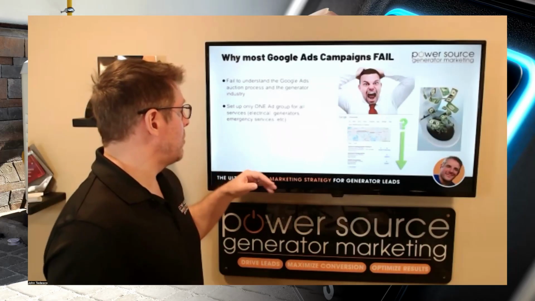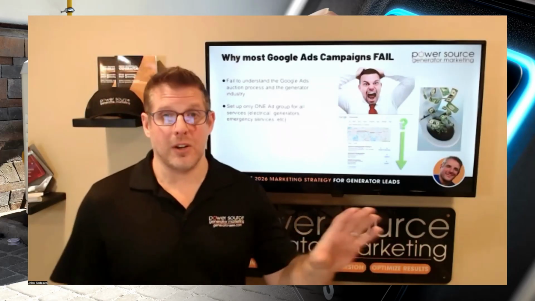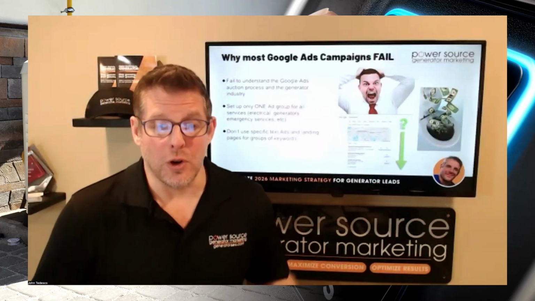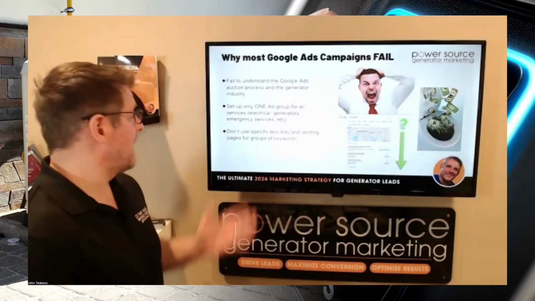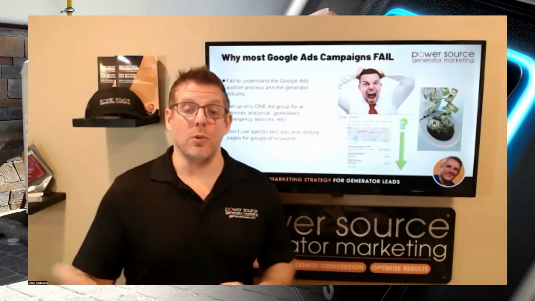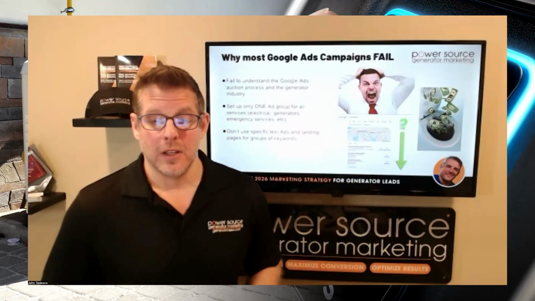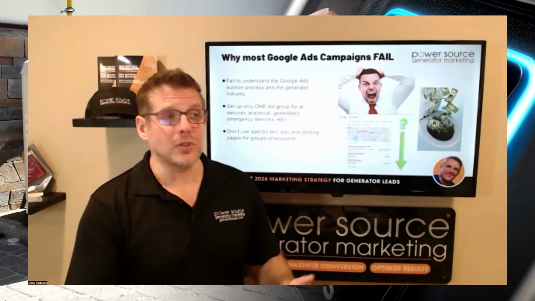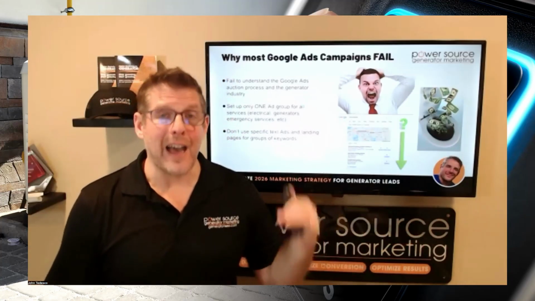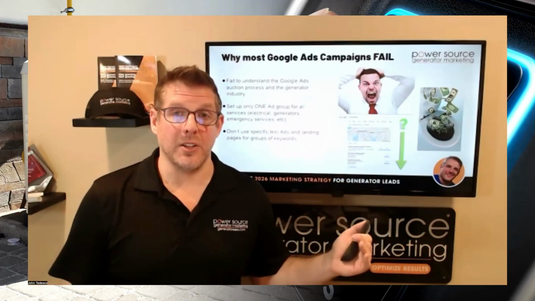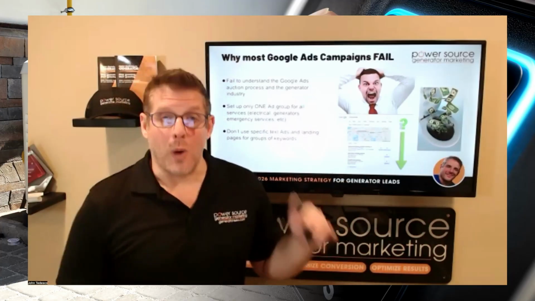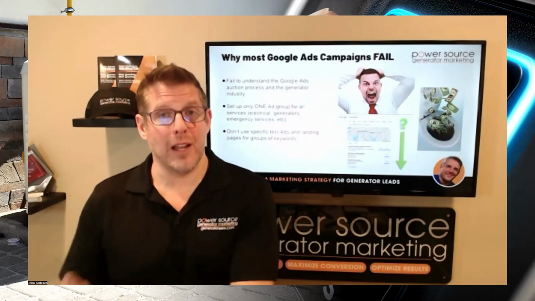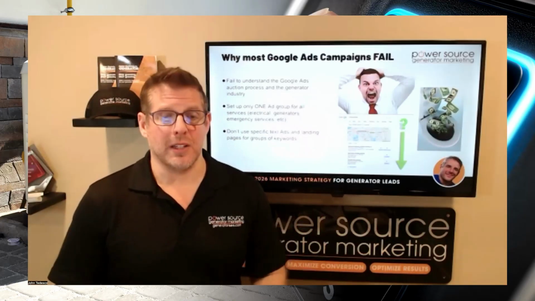If you end up setting up only one ad group for all your services, electrical generators, this is not good. You want to make sure you break that down. If you don't use specific text ads and landing pages for your group of keywords, it will reduce the quality score on your ads. If you just send them to your homepage, Google knows this. So Google is not going to serve up your ad as frequently, although they'll try to spend your money as best they can, but the quality lead flow is going to be lower because you're just sending them to the homepage and not a relevant landing page that works directly with that ad copy.